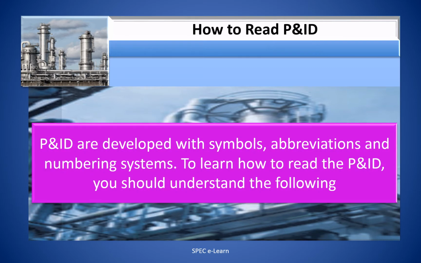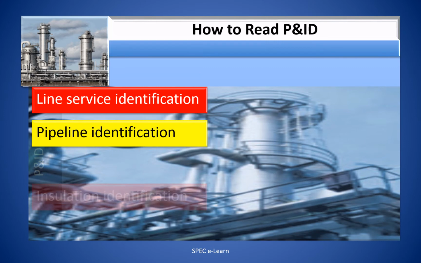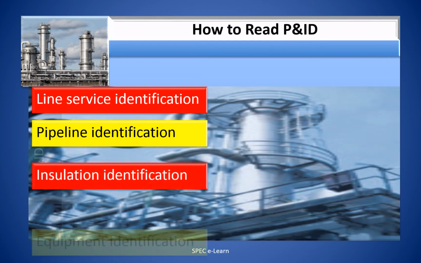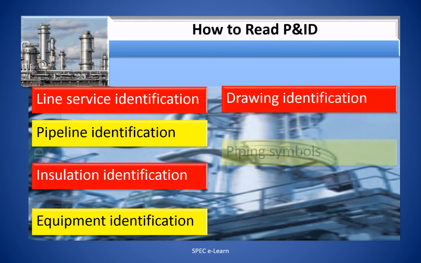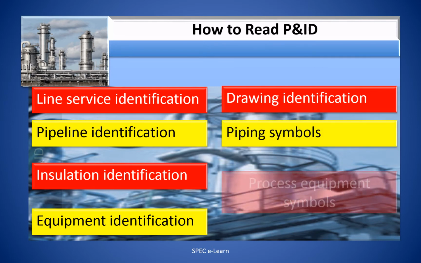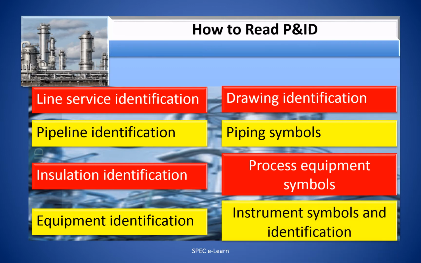P&IDs are developed with symbols, abbreviations, and numbering systems. To learn how to read the P&ID, you should understand the following first: line service identification, pipeline identification, insulation and equipment identification, drawing identification, piping symbols, process equipment symbols, instrument symbols, and identification.